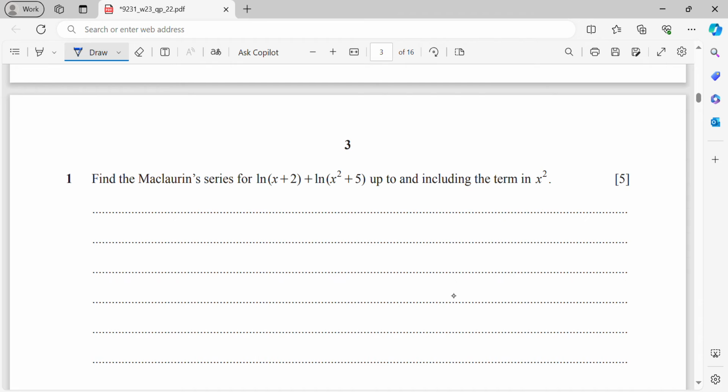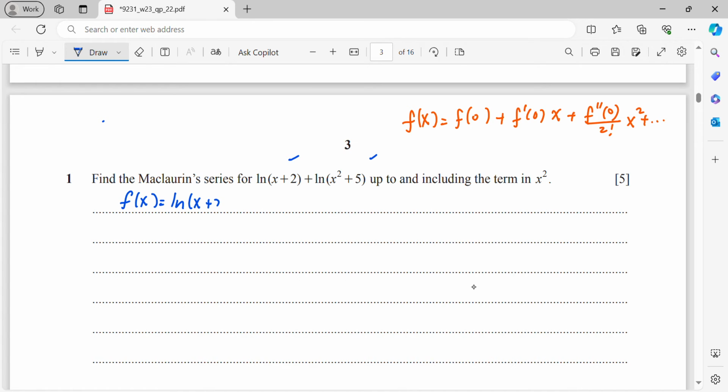For question number 1, find the Maclaurin series for ln of (x plus 2) plus ln of (x squared plus 5), up to and including the term in x squared. Just for information, the Maclaurin series for f(x) is f(0) plus f prime(0) times x plus f double prime(0) over 2 factorial times x squared plus the infinity terms. So from here, I will write f(x) equals ln of (x plus 2) plus ln of (x squared plus 5). First of all, find f(0).